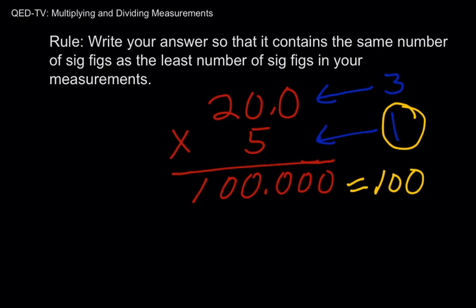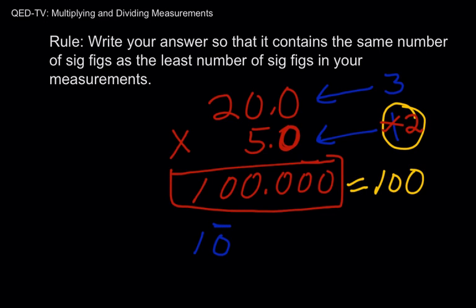Okay, now let's re-examine this problem. Let's assume that instead of 5, we had 5.0. How's that going to change this? Well, if we have 5.0 now, instead of having 1 sig fig it has 2 sig figs. So our final answer down here would have to have 2 sig figs. That means the 1 is significant, and then that next 0 is actually significant also. That 0 is our estimate. We estimated it to be 0.